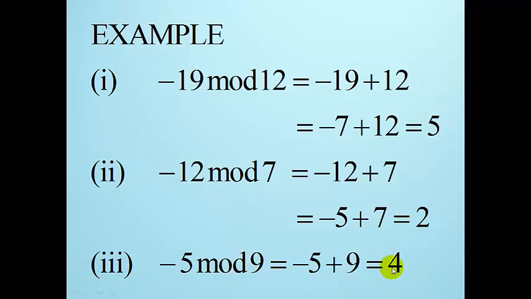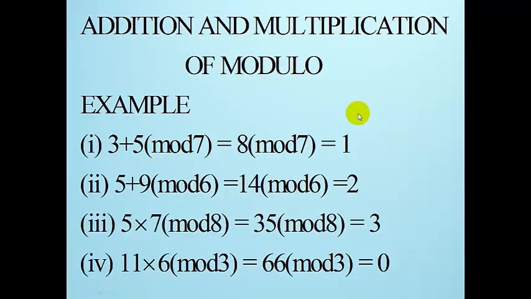So with the modulo of a negative number, we add the modulo to the number till we get the first positive answer, and that becomes the result. That is how we find the modulo of a negative number. Now we look at addition and multiplication of modulo. Example, 3 plus 5 mod 7.